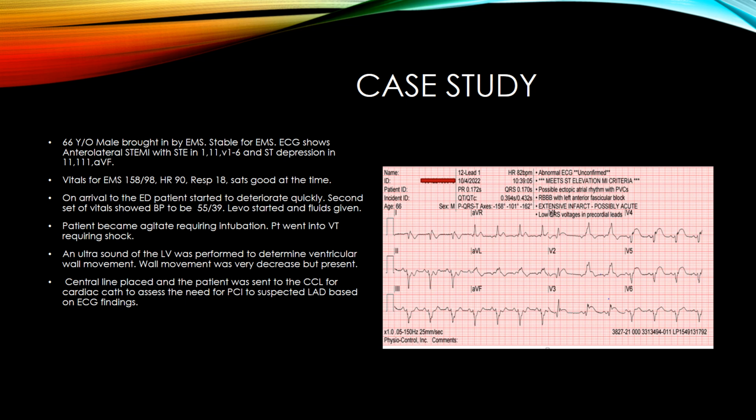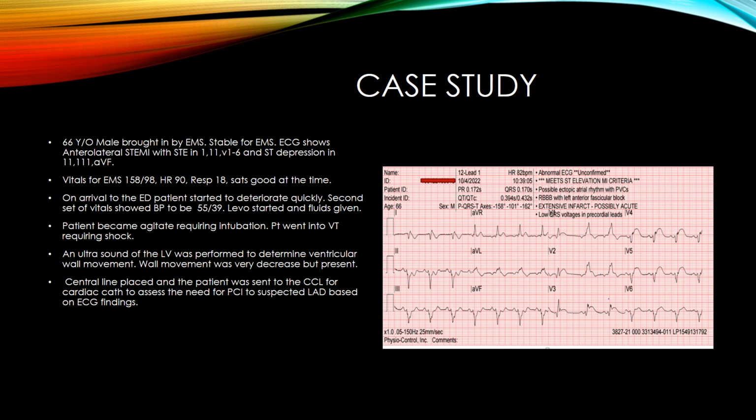When EMS arrived to the ED, the patient quickly deteriorated. His vitals, after a few minutes in the ED, were 55/39. Levophed was started, and then we gave fluids. The patient became very agitated, having respiratory issues and required intubation. And at one point, the patient went into VTAC in the ED and required a shock. Ultrasound was performed to make sure that we still had movement in that left ventricle, and we did have some wall movement, although it was very, very decreased.